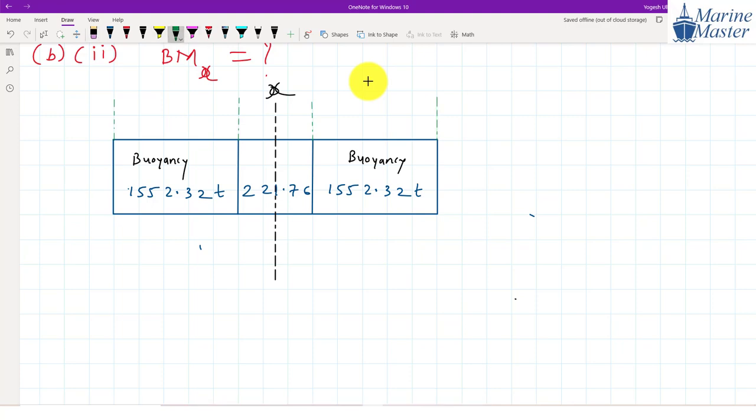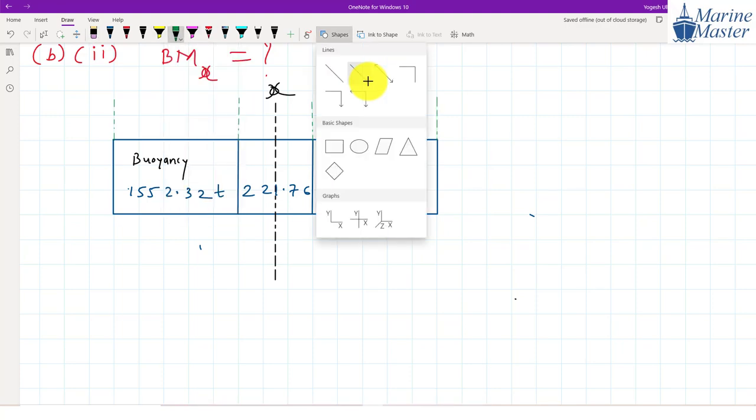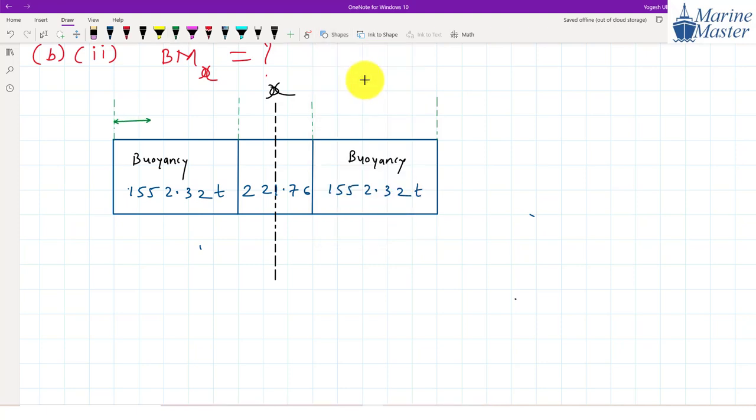So now then, from here to here, how much will be this distance guys? Tell me. 28 meter. Okay. Then this will be what guys? Everyone tell me. 10 meter. And then this will be how much guys? 28 meter. Good.